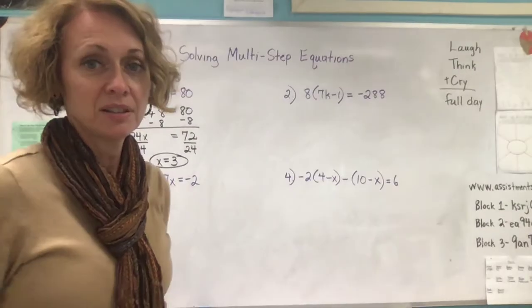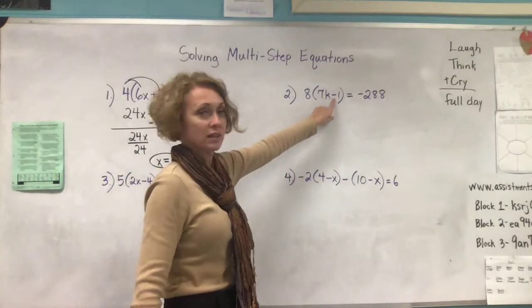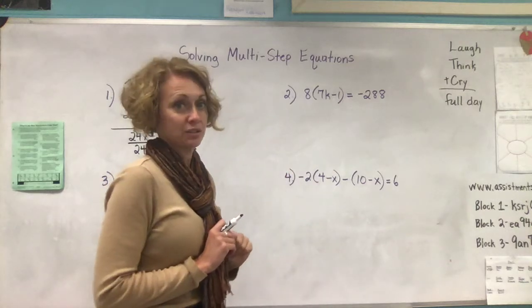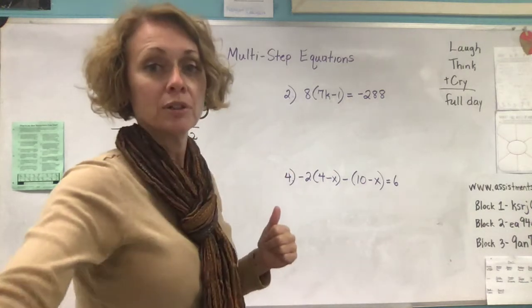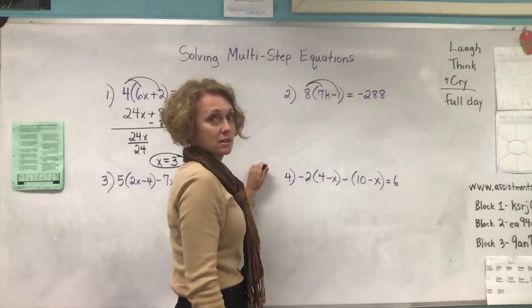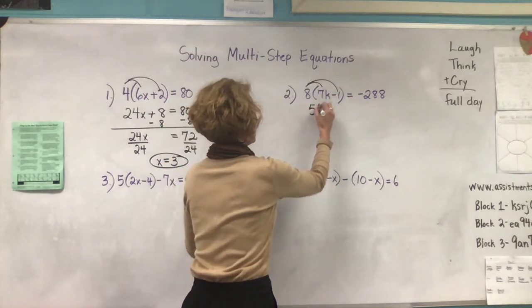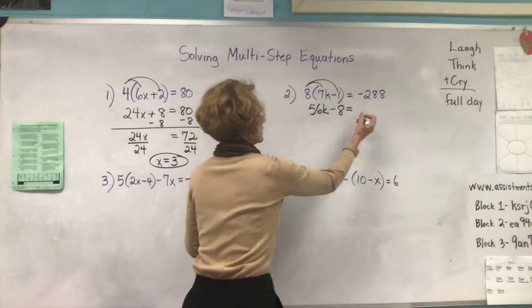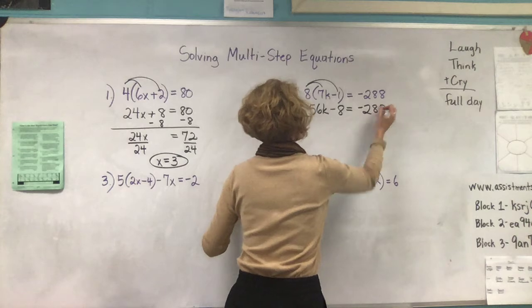Distributive property needs to take place first. I've got subtraction in there. I have it equal to a negative number. I'm still going to use the same process I just used on number 1. So here's what I'm going to do. Distribute that 8. 8 times 7k is 56k. 8 times a negative 1 is minus 8, equal to negative 288.